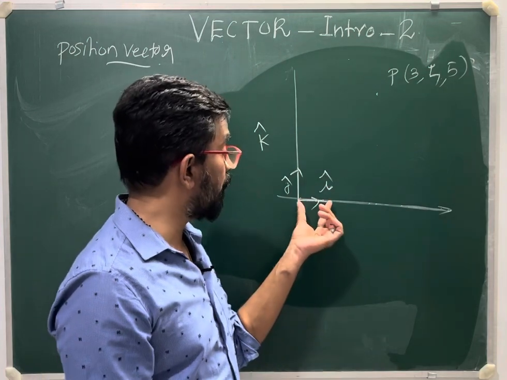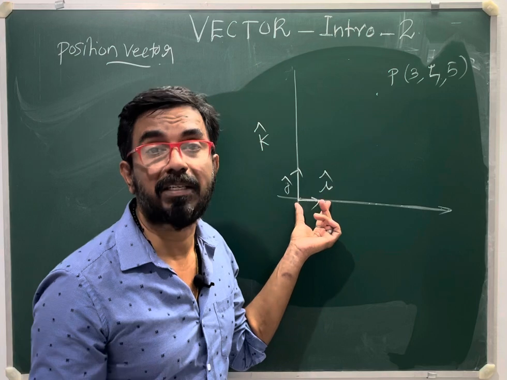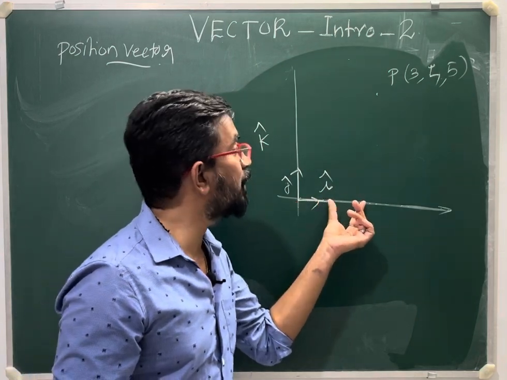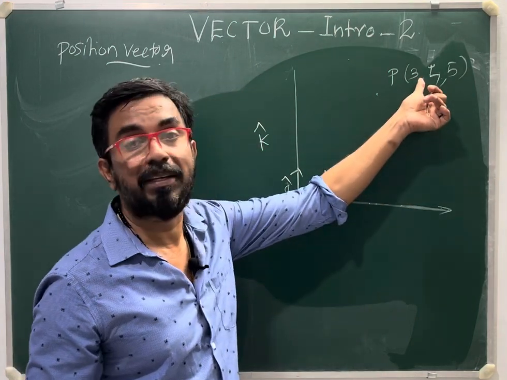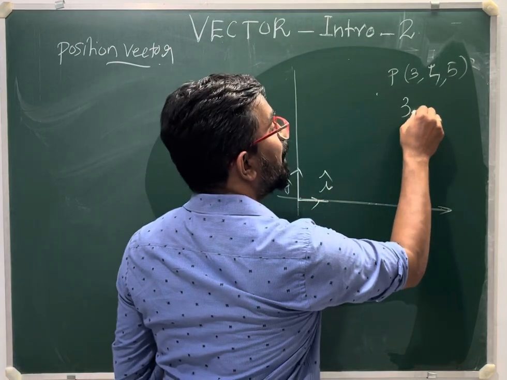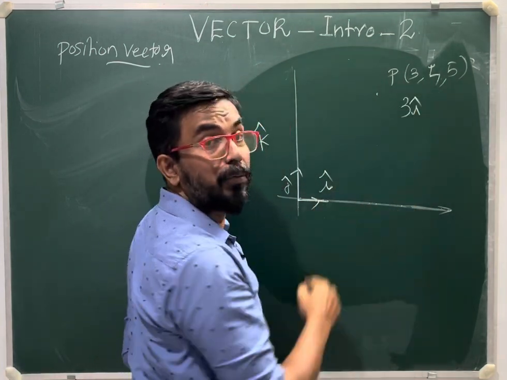Now what is the use of this? This is my yardstick to measure. So 3 units means I will say 3i. So this is going to be mentioned as 3i, 3i units.